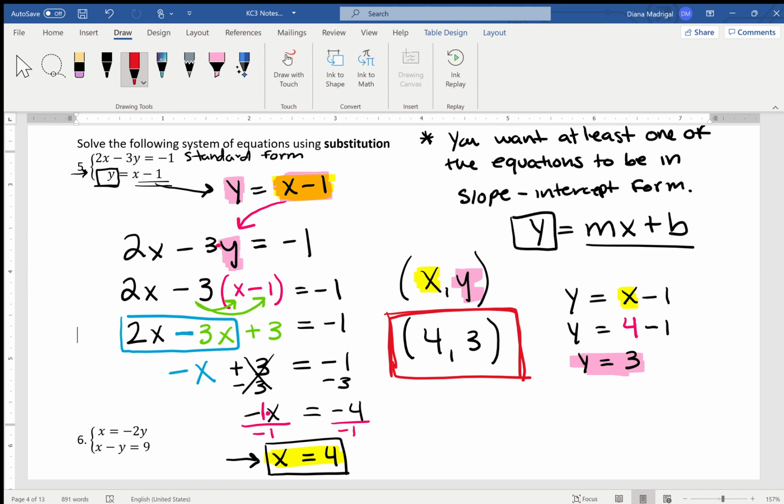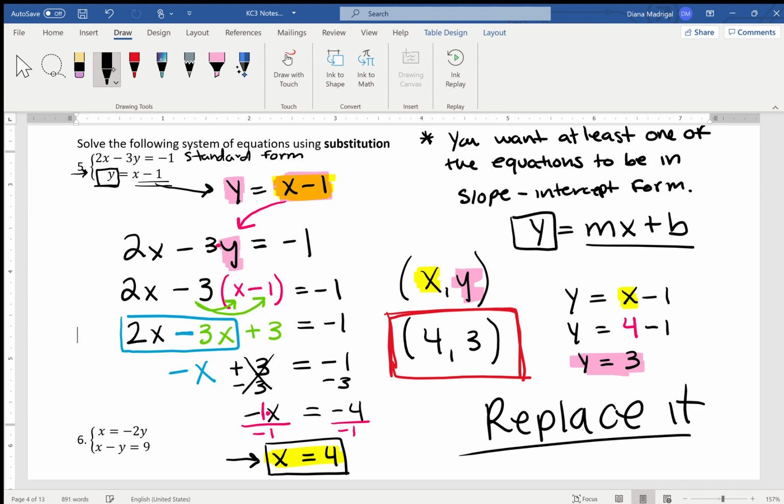Okay, so substitution again means plugging in for what you know for that variable. It's always going to be plugging in, substitute, replace it. Someone told me that word, replace what you know. That's what substitution means. Replace what you know for y, replace what you know for x, and you'll figure out your answer.